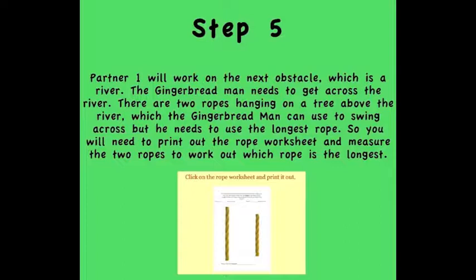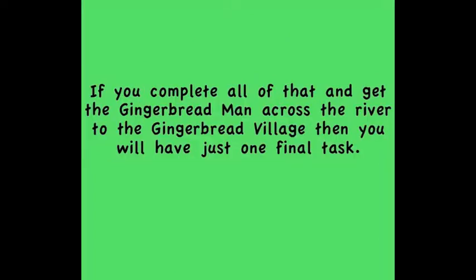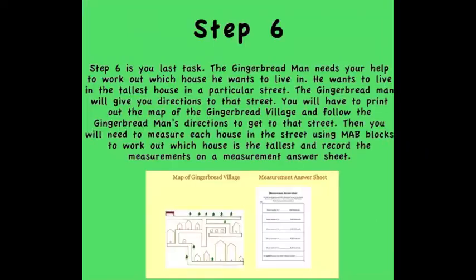So you will need to print out the rope worksheet and measure the 2 ropes to work out which rope is the longest. If you complete all of that and get the Gingerbread Man across the river to the gingerbread village, then you'll have just one final task. Step 6. Step 6 is your last task.